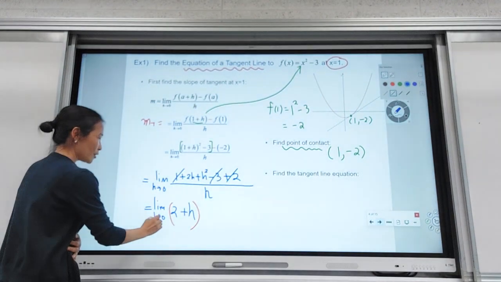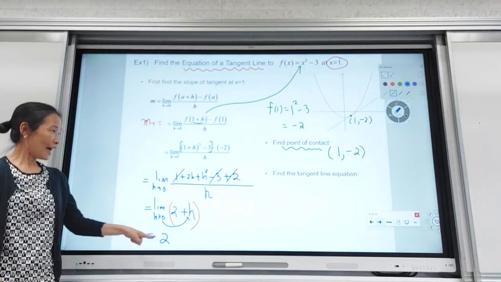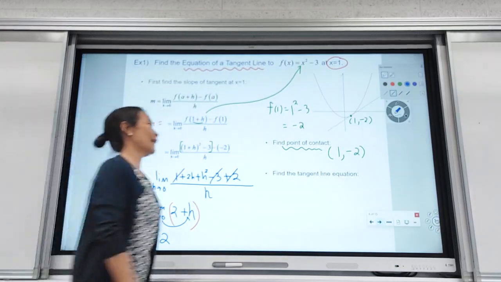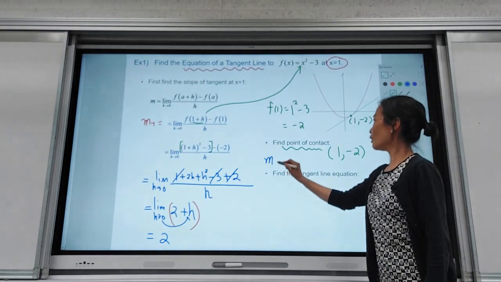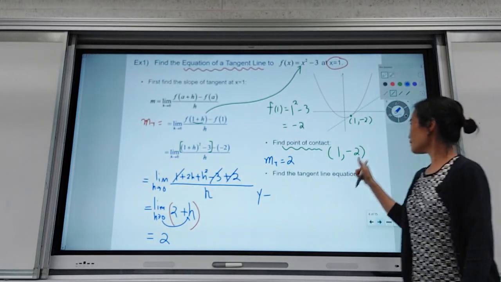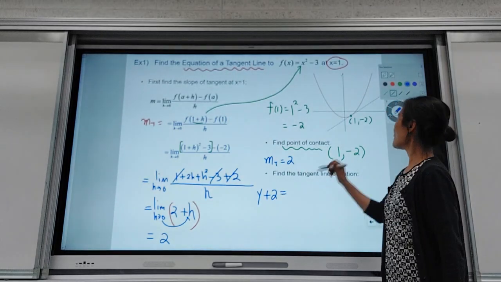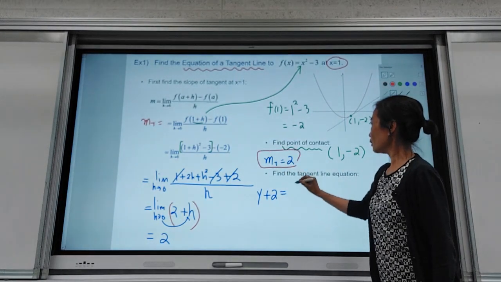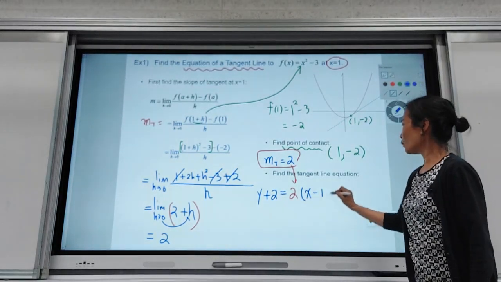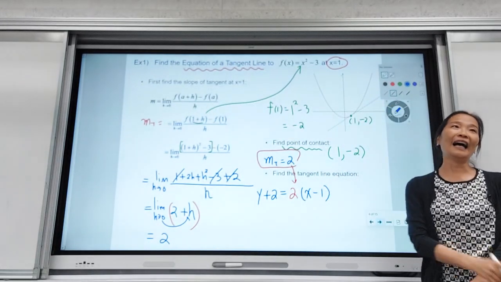Now I'm ready to substitute 0, so it's 2. 2 plus 0 is 2. I just found my slope of tangent is 2. Okay? I have the point. I have the slope. I will have the line equation. Ready? y minus negative 2 plus 2 is equal to, this is the slope of 2, x minus 1. I'm quite happy if you keep the line equation like this.